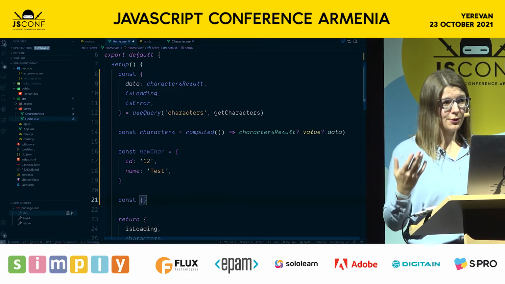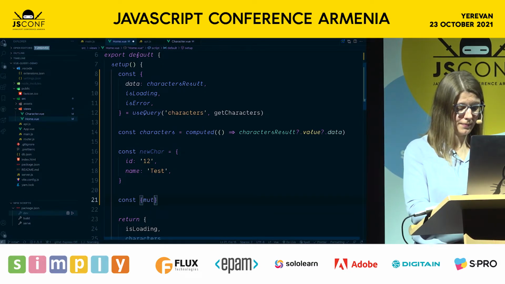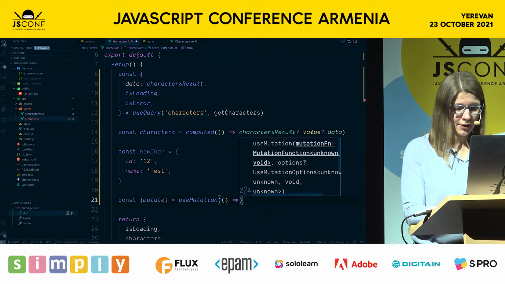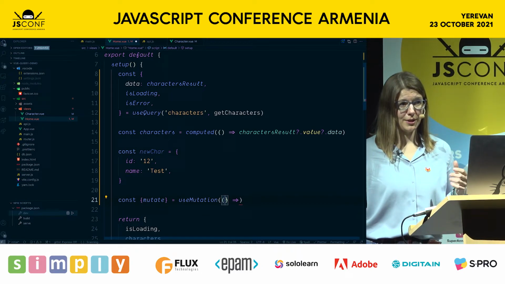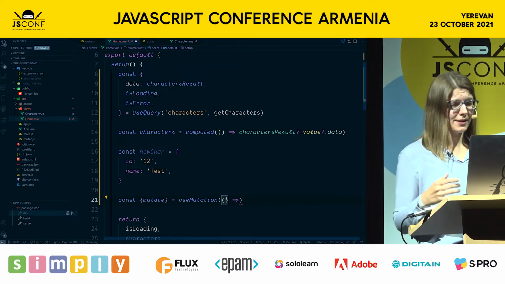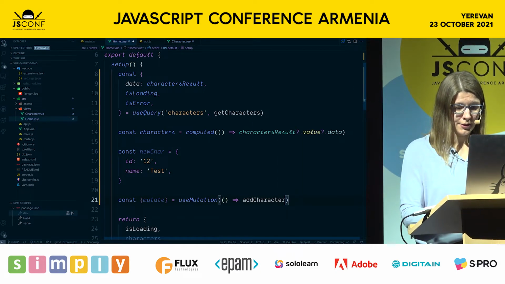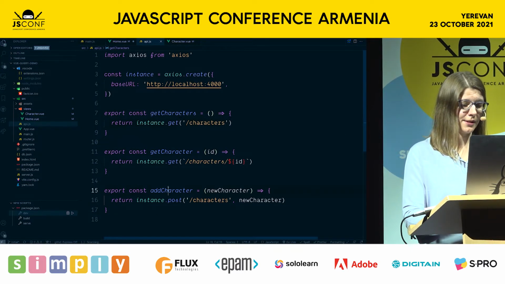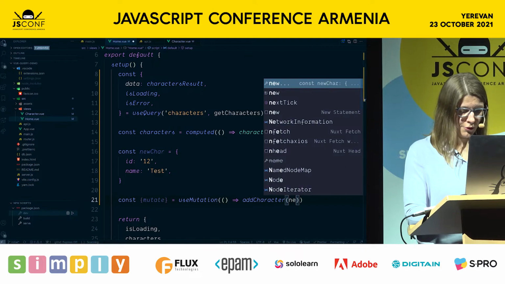There is a method called useMutation that returns us a mutate method that we will be calling in our application. Here, as a parameter, we can accept whatever you want to pass to this mutate. In my particular case, new char is static, so I will be just passing it directly. And we will call add character, which is just a post request. You can see this in the API. Just instance post characters and new char.